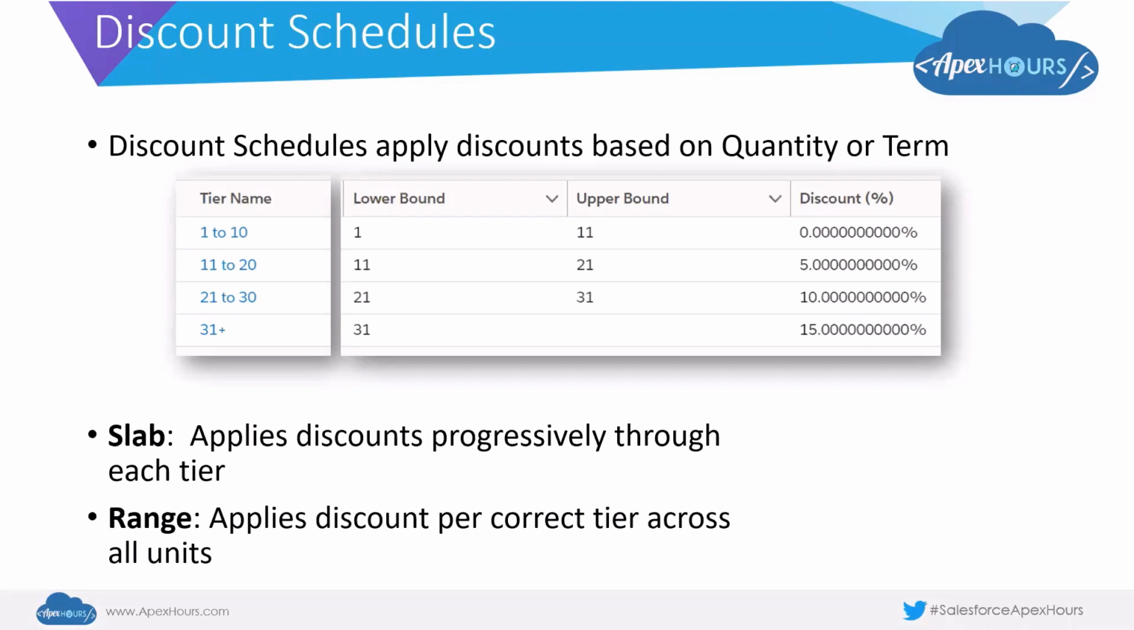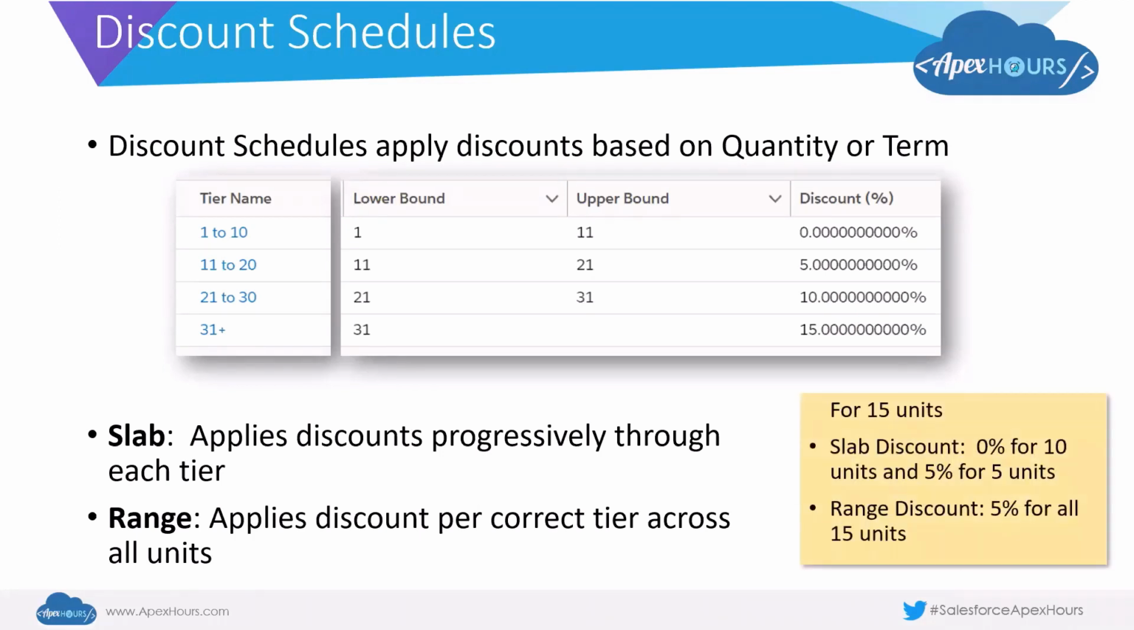For the range setting, the way discount is calculated is a little different. It first identifies the correct tier where it falls. So for example, a quantity of 25 would fall in the third tier, and then it applies that particular applicable discount across all the units. So as an example, if we had 15 units, in the case of a slab discount, it would apply 0% for the first 10 units. And then for the remaining 5, it will look at the second tier and apply 5%. For the range discount, for the same 15 units, it would find that it is part of the second tier, which has a 5% discount, and then apply that 5% discount across all the 15 units.